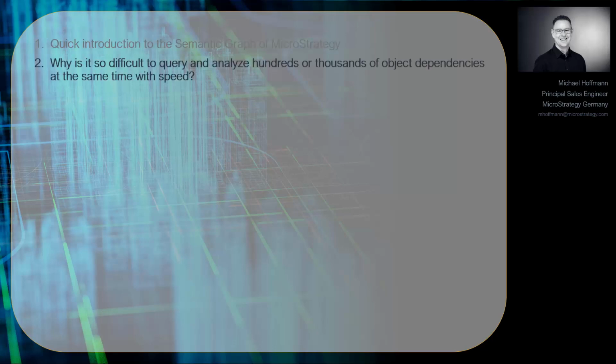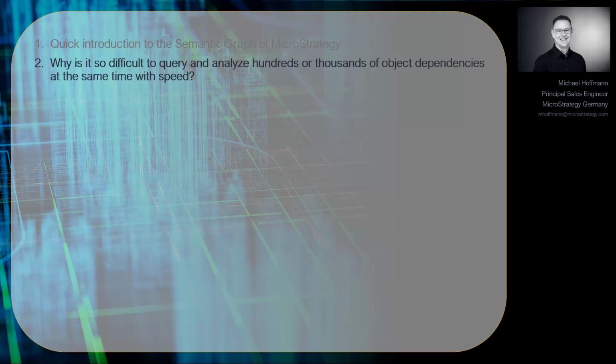The question is, why is it so difficult to query and analyze hundreds or thousands of object dependencies at the same time with speed? If we take a closer look at the semantic graph, we can see that this concept is very flexible, very elastic. This means it's possible to inject new objects over time, if the product is enhanced, into the semantic graph. It's able to inject new dependencies if we bring new products to market.